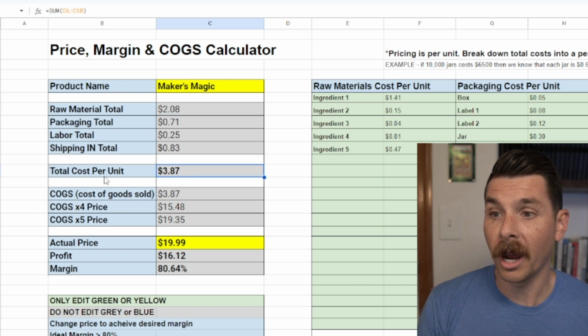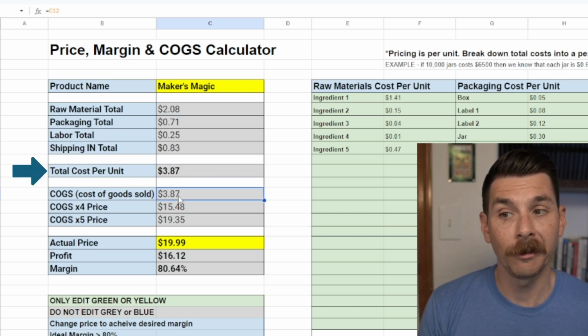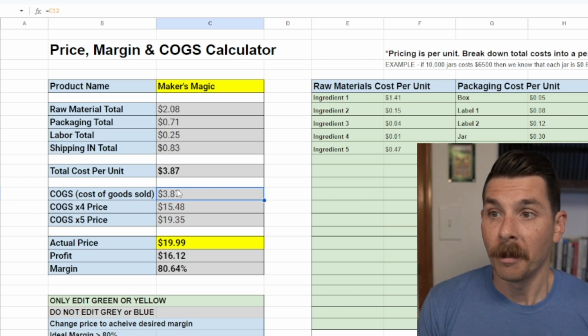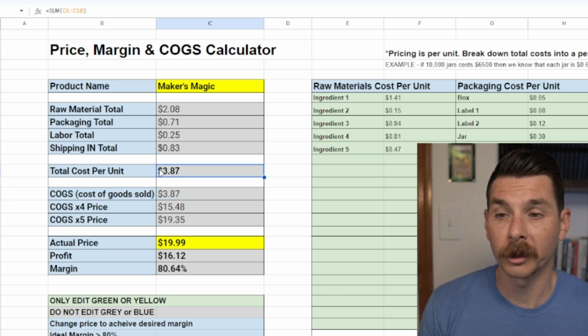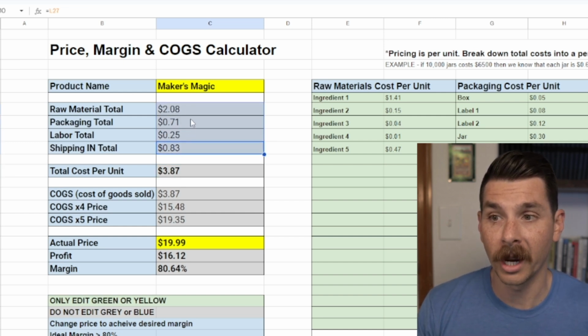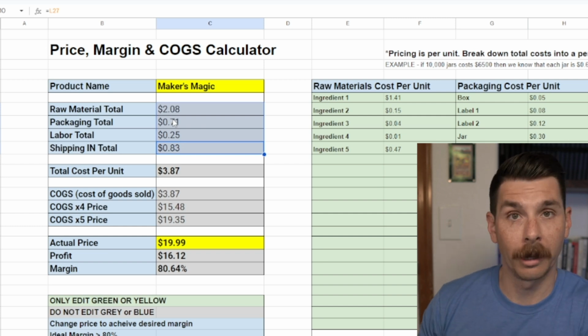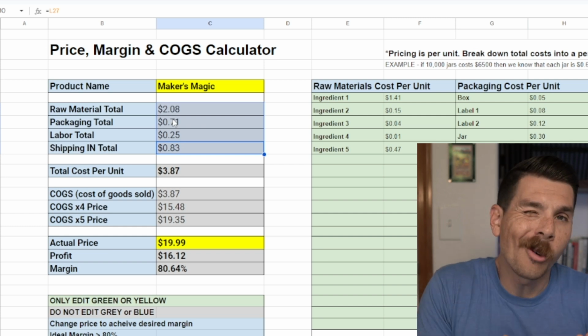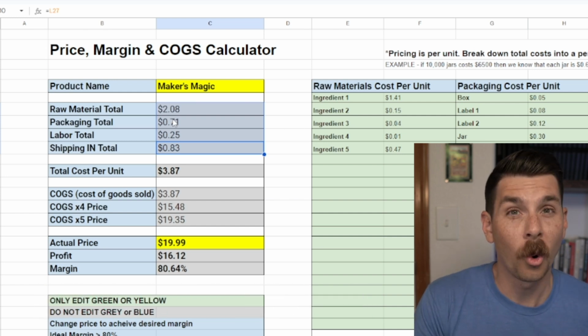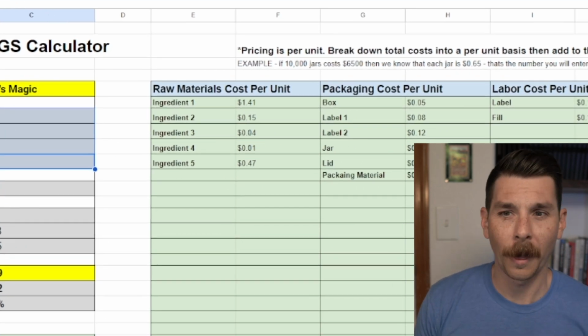If you look over here at the total cost per unit, it's the same figure as the cost of goods. And that's because they're one and the same. But if you look at how the total cost per unit is broken down, you can see that it's the sum of all of these right here: raw materials, packaging, labor, and shipping in. But in order to figure out each one of those, we have to figure out our pricing per unit, or our unit costs. Let's talk about that real quick.